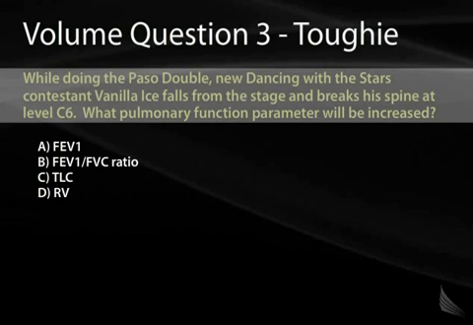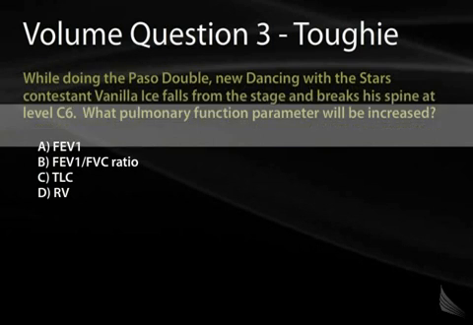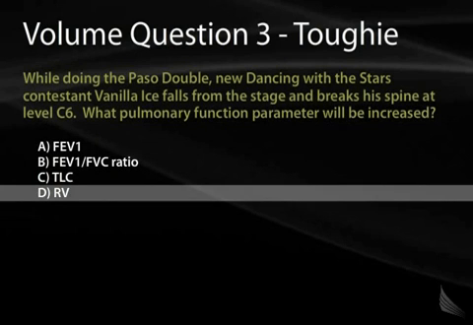Would we expect his FEV1 to FVC ratio to be increased? No, I don't think B is correct either, because there's nothing about the muscle loss that would make his FEV1 to FVC ratio be higher. Would his total lung capacity be increased? No, there's no reason why his total lung capacity would be increased. The correct answer is actually D, residual volume.